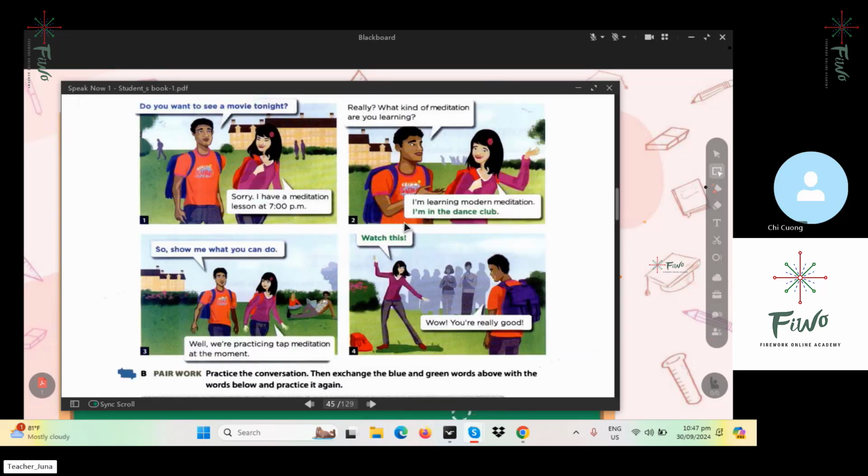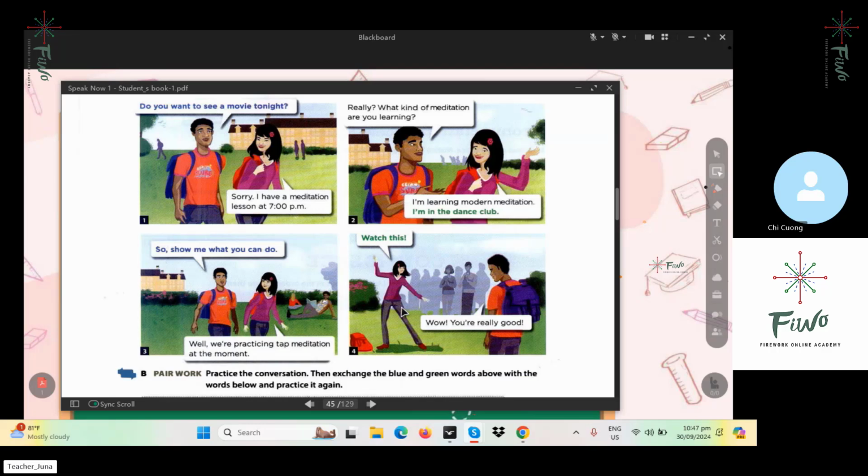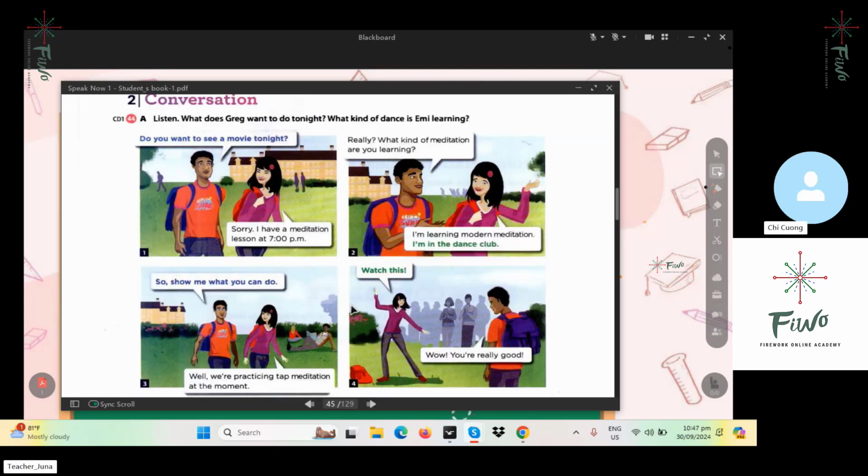Okay, Kong, do you understand the conversation? Yes. Okay, but there are changes in some of the words there, okay? All right, so in letter B, it is a pair work. Practice the conversation, then exchange the blue and green words above with the words below and practice it again, okay? Okay, are you ready? So you will be the Greg and I will be the Emmy, okay?